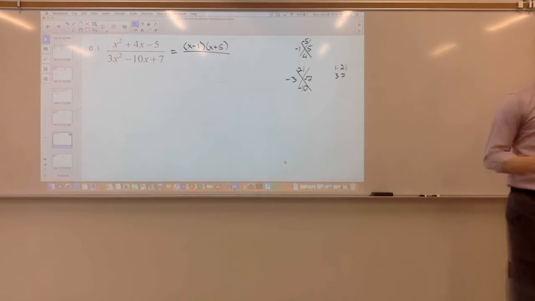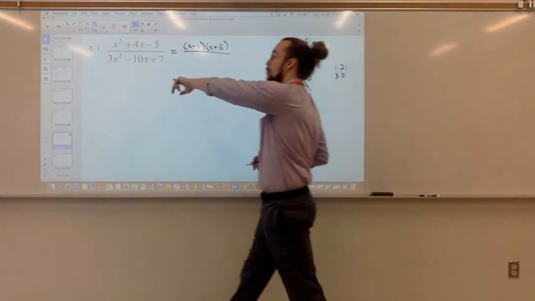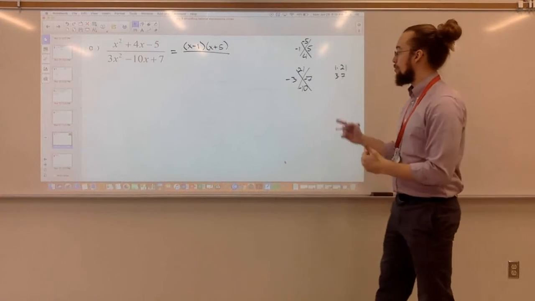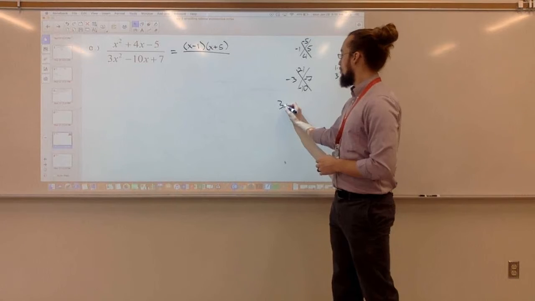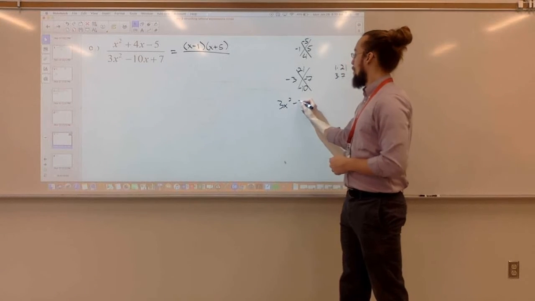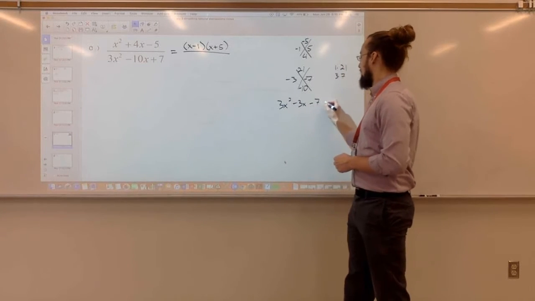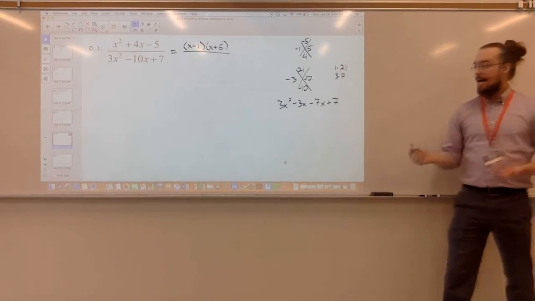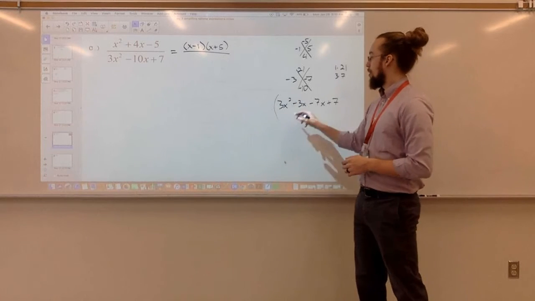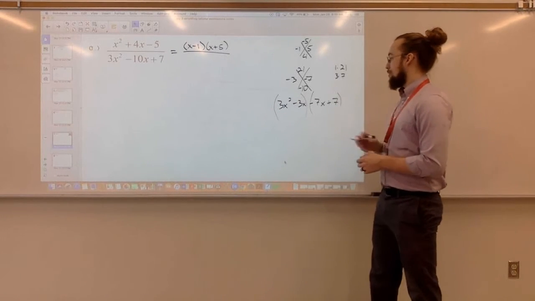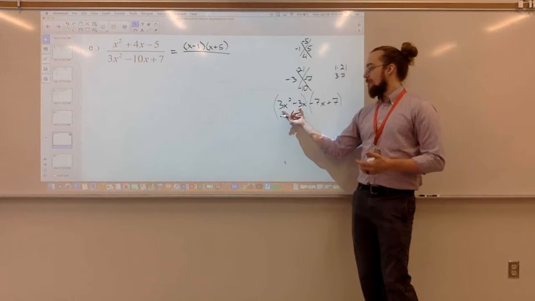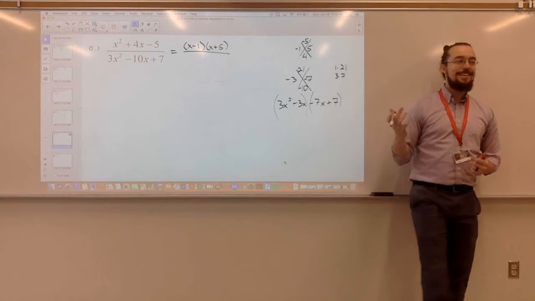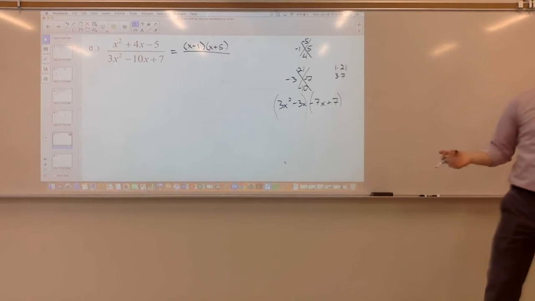So now, since my leading coefficient was not 1, I cannot go straight to factors, right? I have to factor by grouping. So, what I'm going to do is say this is 3x squared minus 3x minus 7x plus 7. And now, I group, right? So I group the first two, group the second two, and look for a GCF. So here, 3x squared minus 3x, what can I take out of both of those terms?